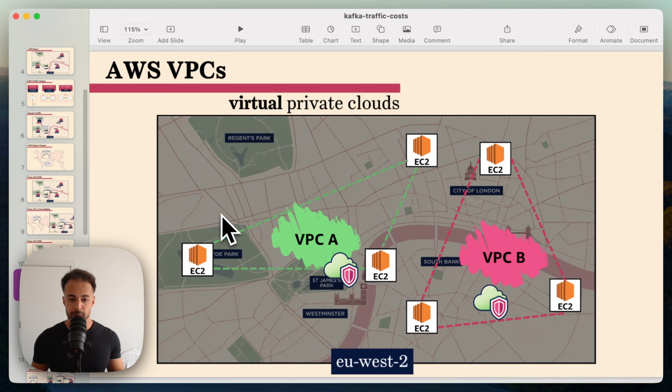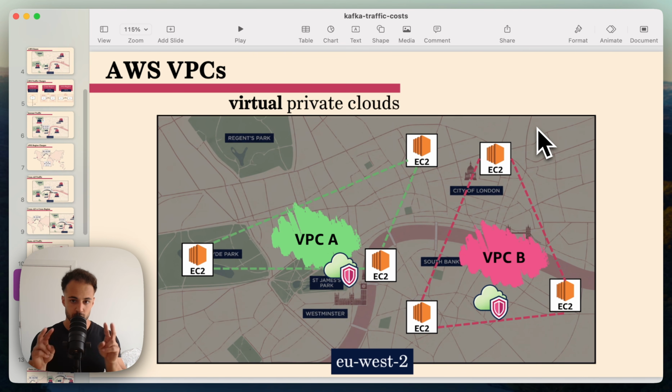And VPCs can have EC2 instances, VMs, that are across different AZs. So you can be in any AZ here, and it's going to be part of the same VPC if you configure it. EC2 can only be in one VPC at a time, obviously. So in this example, I have 6 machines. 3 are in VPC A, and the other 3 are in VPC B.